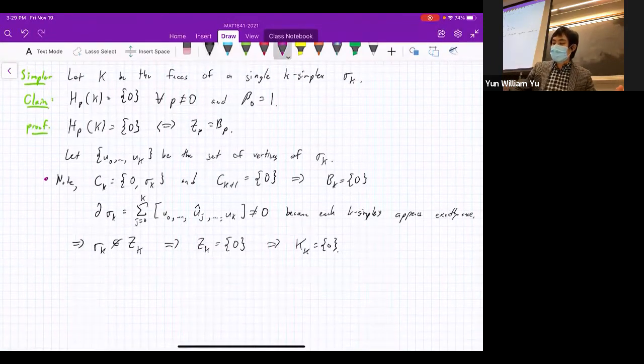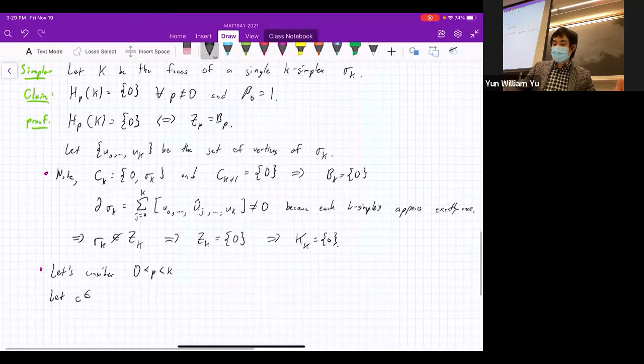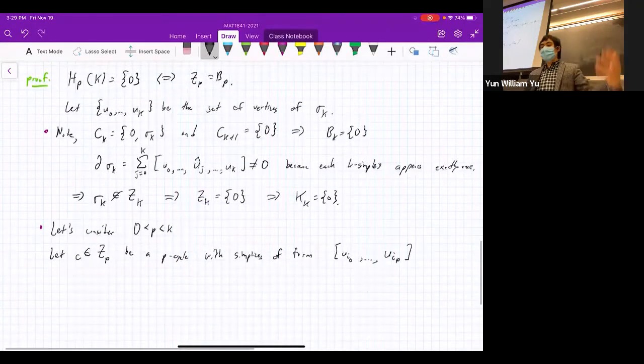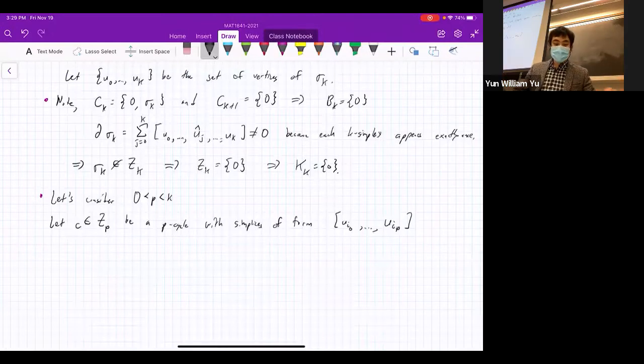Now let's consider all the intermediate cases. Let's consider 0 less than p less than K, and we'll let c in Z_p be a p cycle with simplices of the form u_i0 through u_ip. So we're considering p cycles for p less than K, and we picked some arbitrary p cycle, and each of its simplices has this particular form. Of course, they have different vertices, but you can write each of them out with its vertices, because each of the simplices is a p simplex.